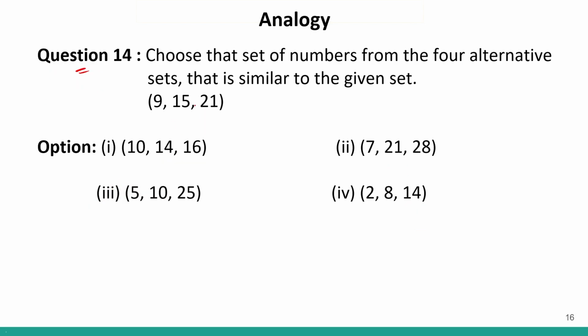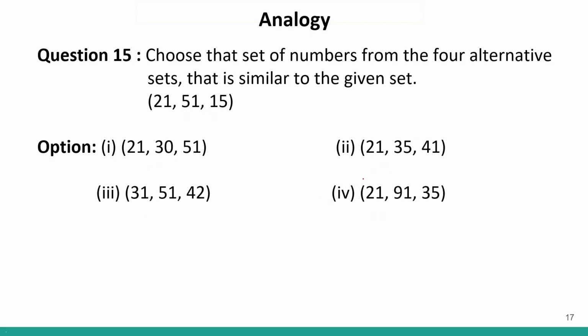Question number 14. 9, 15 and 21. So we have to first find the logic. 9 to 15 is plus 6 and 15 to 21 is plus 6. So plus 6, plus 6. This one is plus 4. This one is plus 5. This one is plus 14. This one is plus 6 and this is also plus 6. So answer will be option number 4. Option number 4 will be the correct answer.